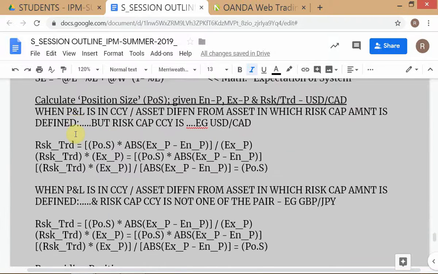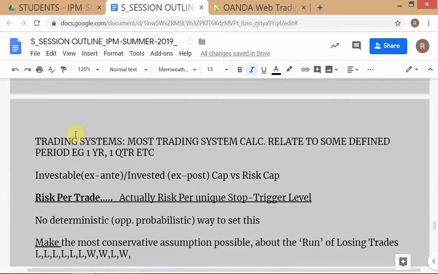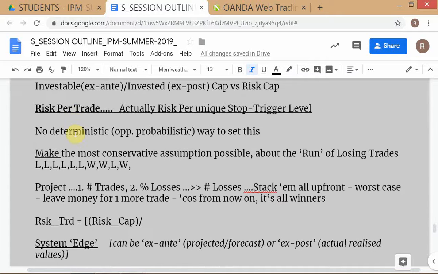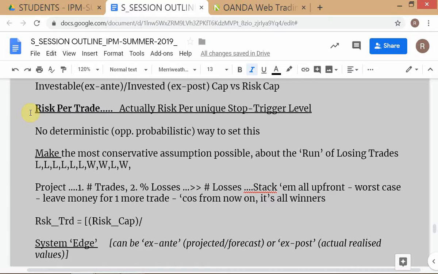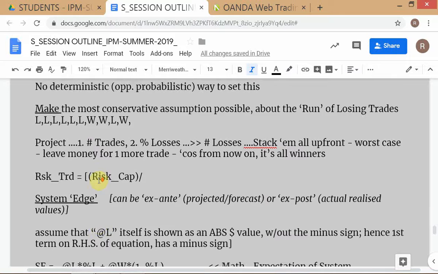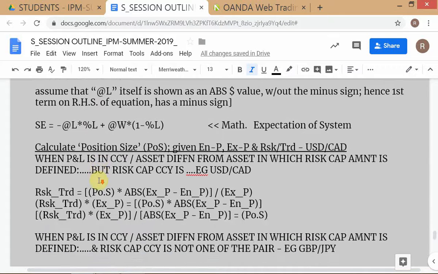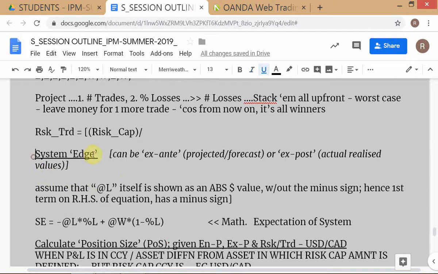The other point we have to discuss is, we have discussed risk per trade. You have understood the extensive discussion on how to derive risk per trade by projecting the number of trades in your trading system, rather than taking an arbitrary figure for risk per trade. The next point we want to discuss is system edge.